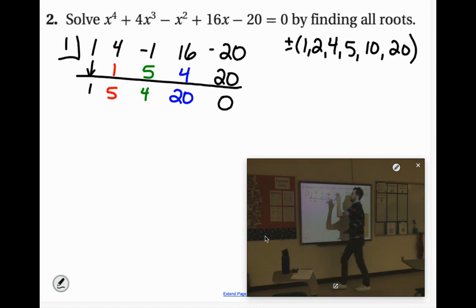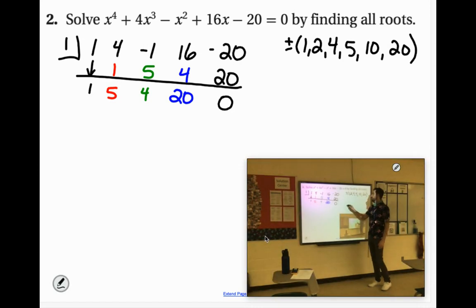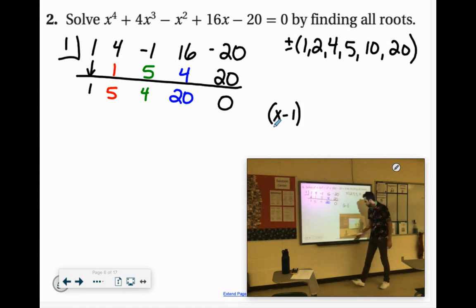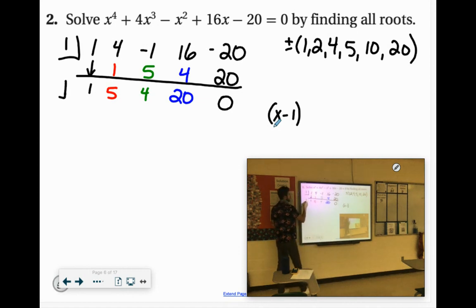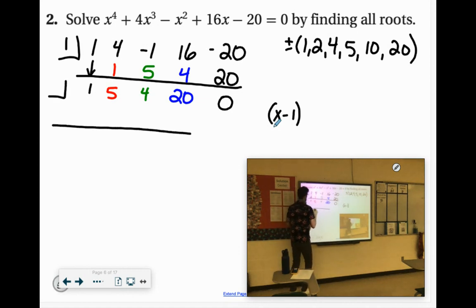So one of our zeros is positive 1, which we would write as x minus 1. Okay, now we need to check another set here. Bring down our 1. Now look, we're going to need a negative 20 over here. So we need to somehow turn these negative. We're going to choose one of our negative things. You can choose 1, you could choose 2, you could choose 4.